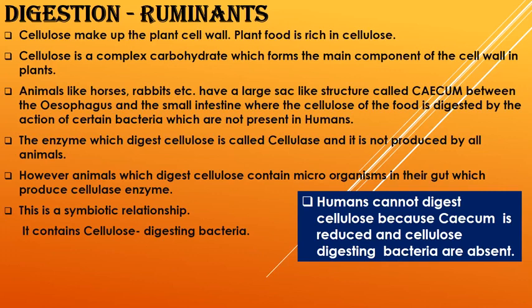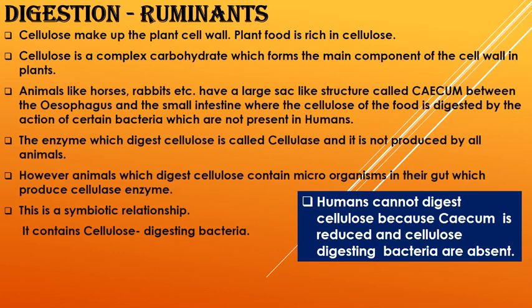Cellulose makes up the plant cell wall. Plant food is rich in cellulose. If you see, students, cellulose is a very complex carbohydrate which forms the main component of the cell wall in plants. Animals like horses, rabbits, etc. have a large sac-like structure called the cecum between the esophagus and the small intestine, where the cellulose of food is digested by the action of certain bacteria which are not present in human beings.